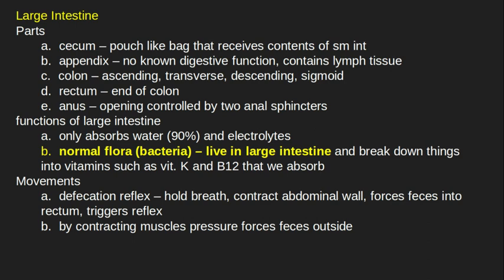We have the colon. You have ascending, transverse, descending, and sigmoid. You have the rectum, which is the end of the colon, and the anus. As far as the functions of the large intestine, it only absorbs water and electrolytes. Normal flora or bacteria, they live in the large intestine and help break down things into different vitamins like vitamin K and B12 that we absorb.